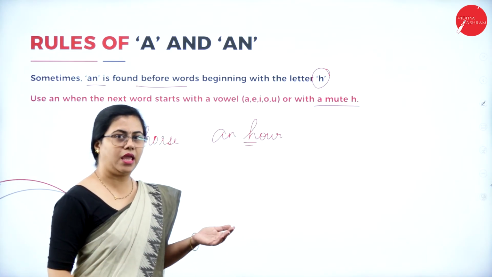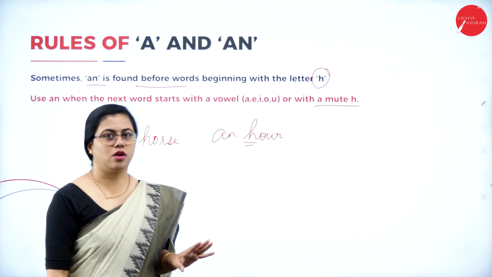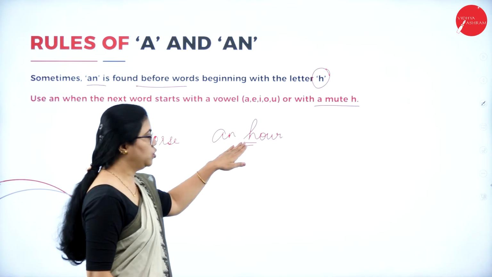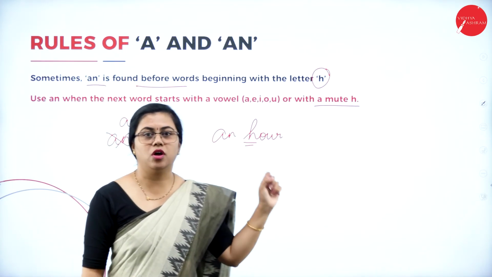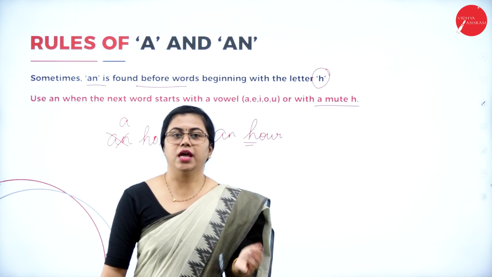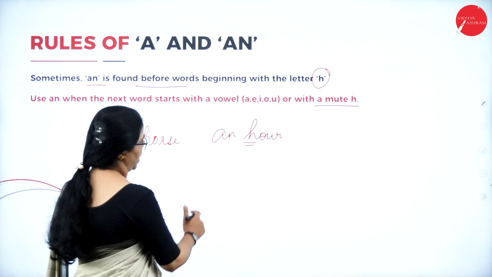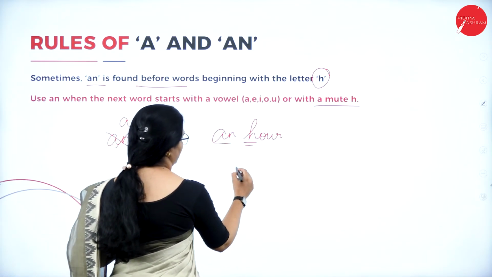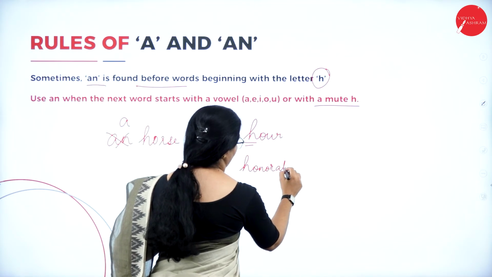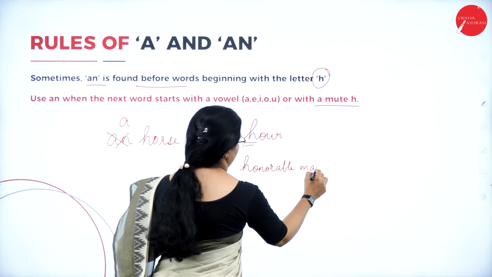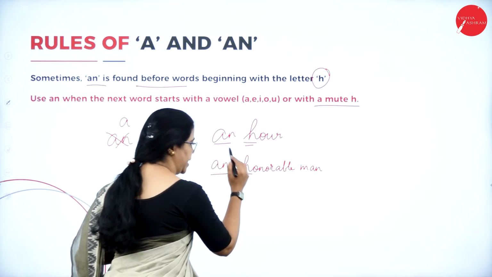Apart from A, E, I, O, U, whichever letters are there in the alphabet, all are called consonants. So even though there is a consonant here, we don't use a here. That is because of pronunciation. You don't say a R. Little difficult, right? You have to gasp. So instead of that, you can just say an R. Or if you want to say honorable man, then also I use an because H is silent.